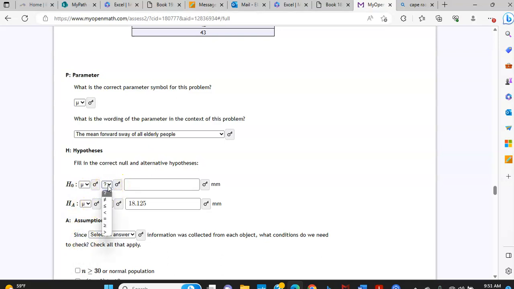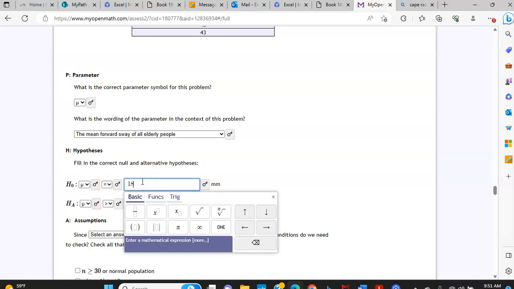So we'll say, in general, our null hypothesis will always be equal. So that's what we're going to say, equal to 18.125.